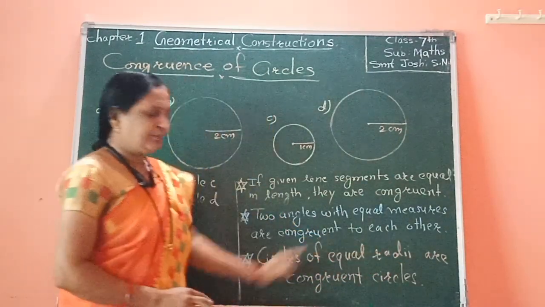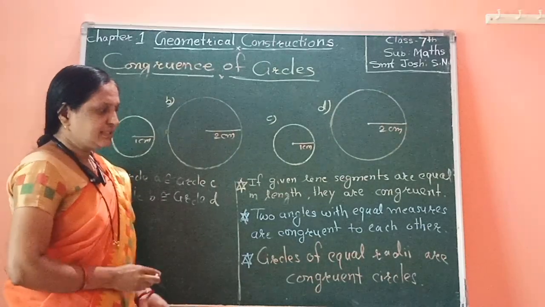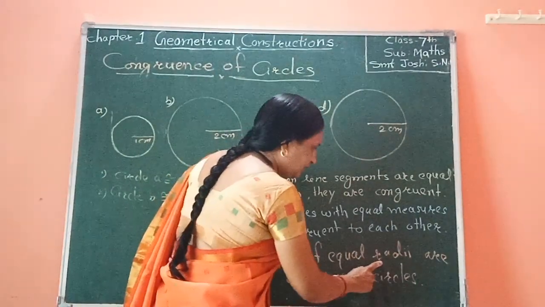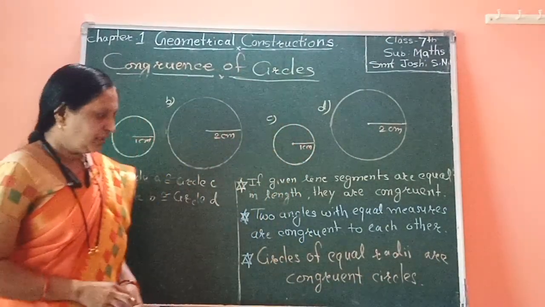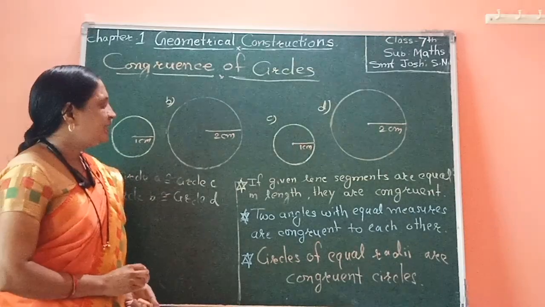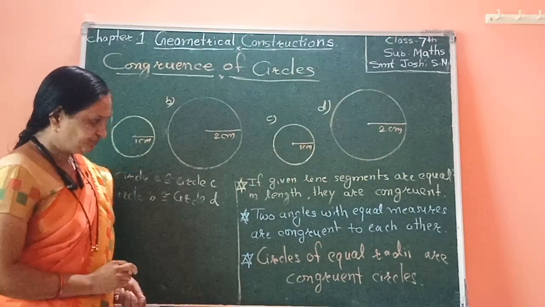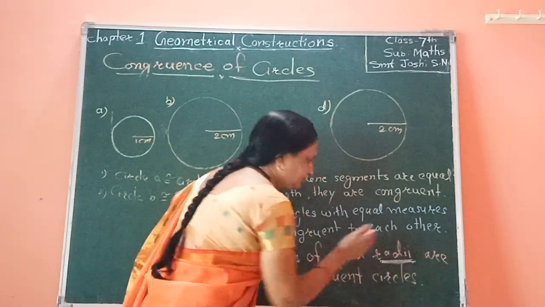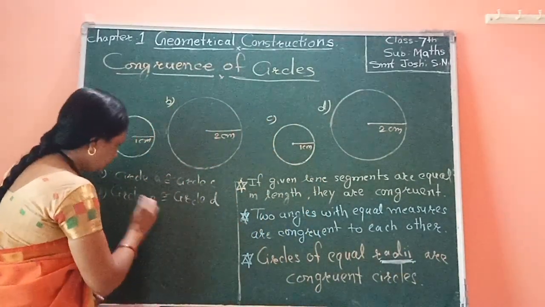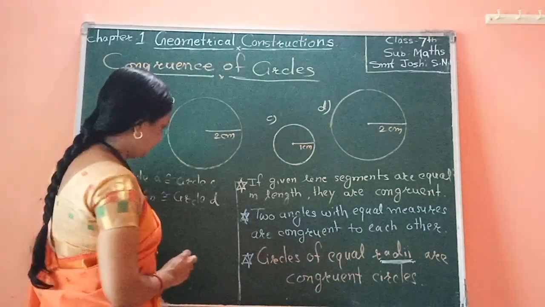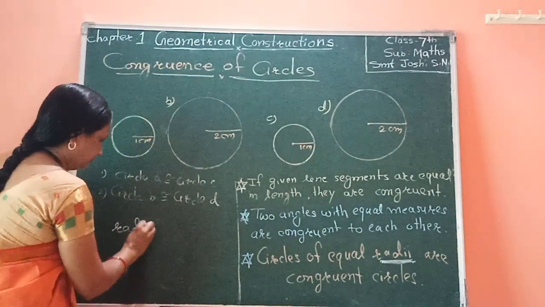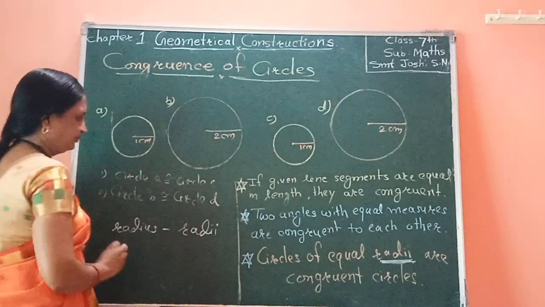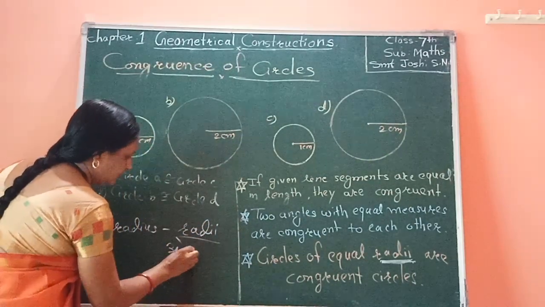Radii, radii means many radius. In circles, when radius are equal in length, then these circles are congruent. See students, this word means plural of radius. A radius and radii, radii means अनेक.